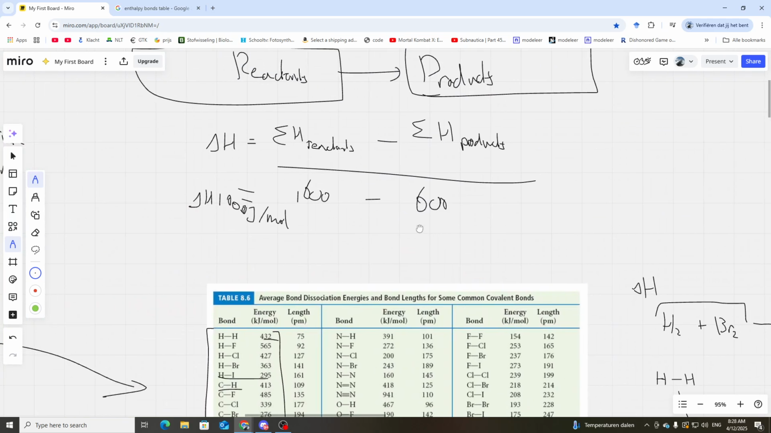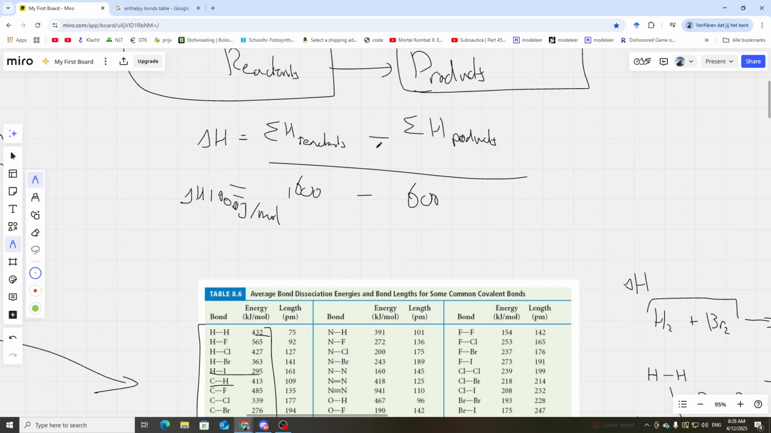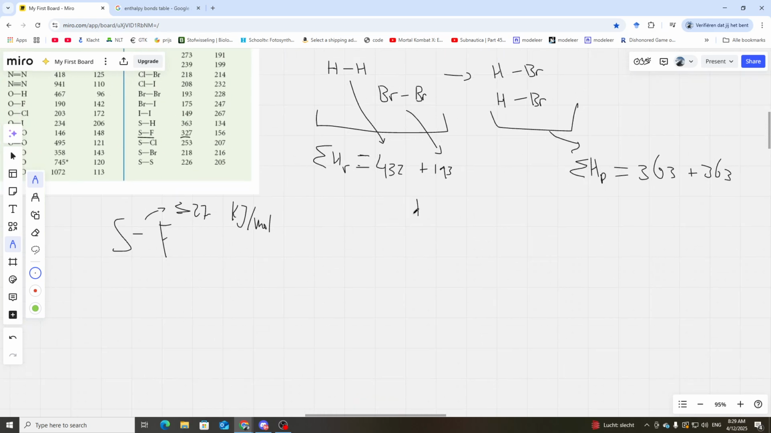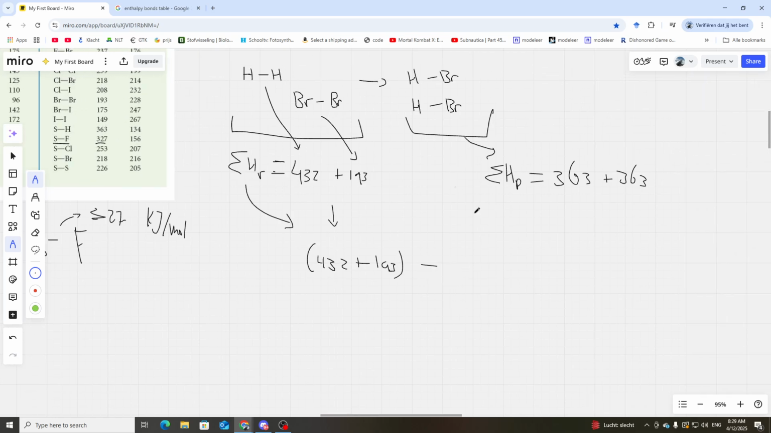And now, if we remember the formula, we need the sum of the reactants minus the sum of the products. So here we go. 432 plus 193, that is my sum of reactant enthalpies, minus my products, and that is 363 plus 363, so that is 726. And this gives us our delta enthalpy, which is equal to minus 101 kilojoules per mole.